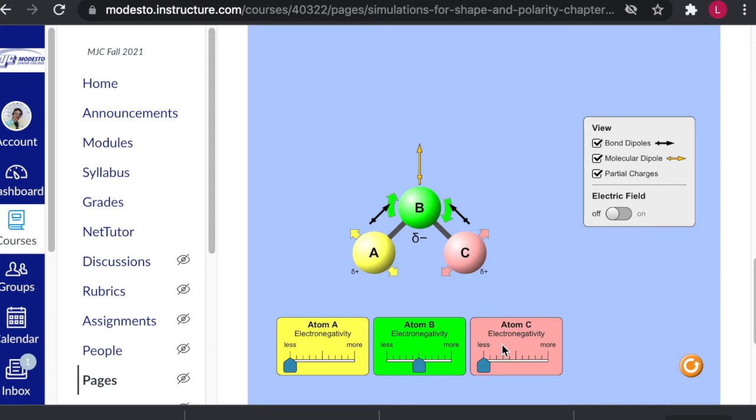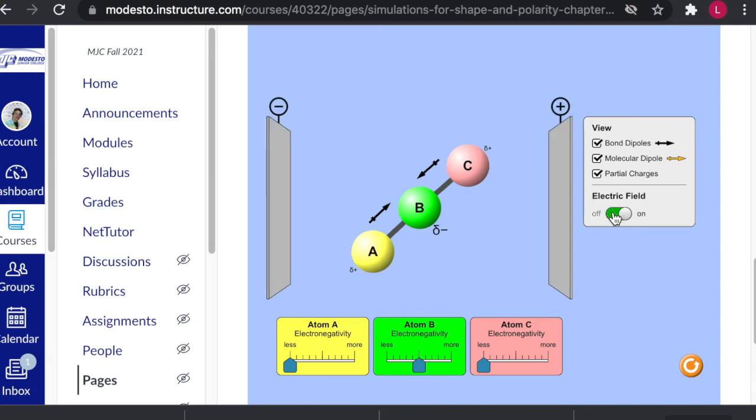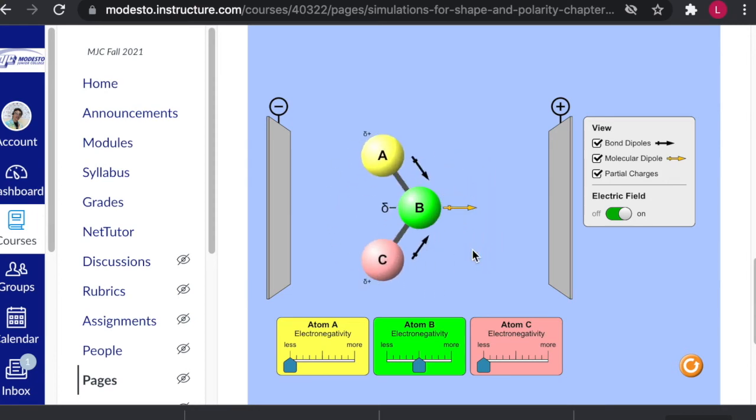Both A and C are less electronegative. B is more electronegative, so it's pulling electrons away from them. However, if the shape becomes more and more symmetric, see how this yellow molecular dipole is starting to go away. And we start to have an overall nonpolar molecule. And when we put the electric field on, there's not nearly as much of an effect as if you have that molecule dipole. It attracts one end of the molecule rather than the other.